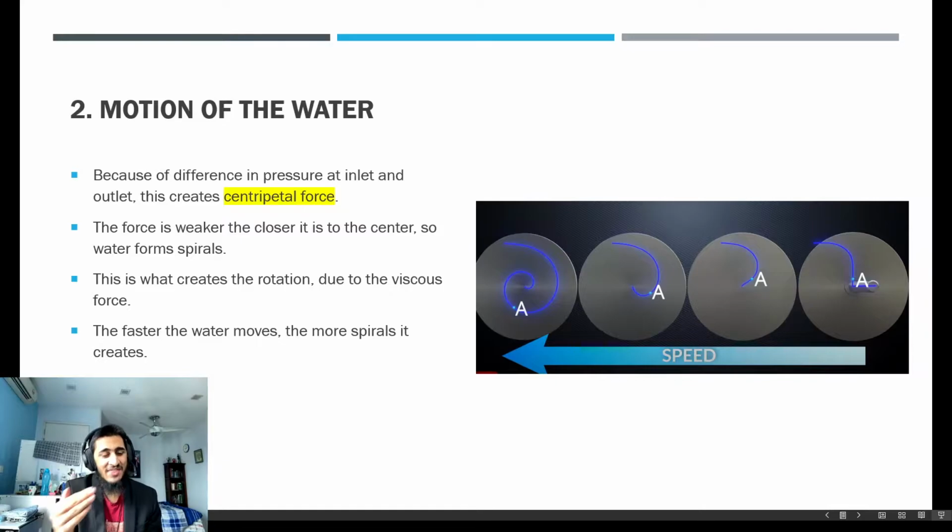This means that the higher the speed of the water at the inlet, the more spirals it's going to create. This is because the fluid is weaker the closer it is to the outlet, because it loses energy to the disk, potential energy to kinetic energy, and that creates the rotation. So there is a proportion value between the speed of the water and the number of spirals. The higher the speed of water, the higher the spirals. Therefore, the more rotation of disks. So that's how the water actually rotates the disk. So now we know how it works.